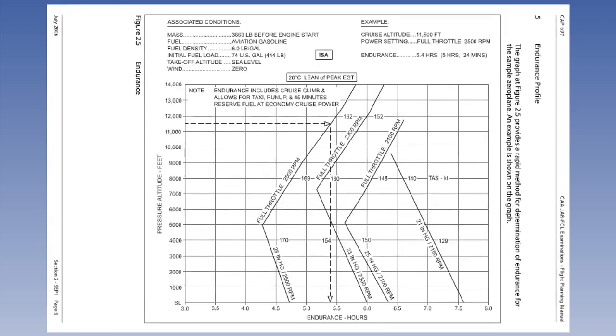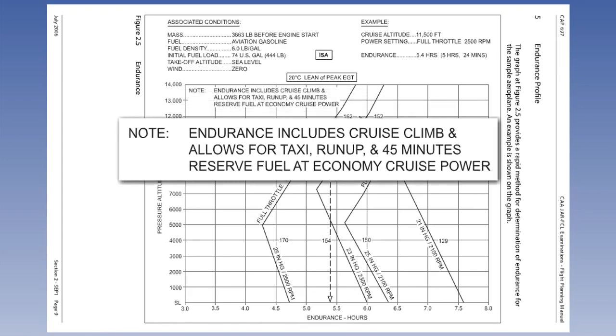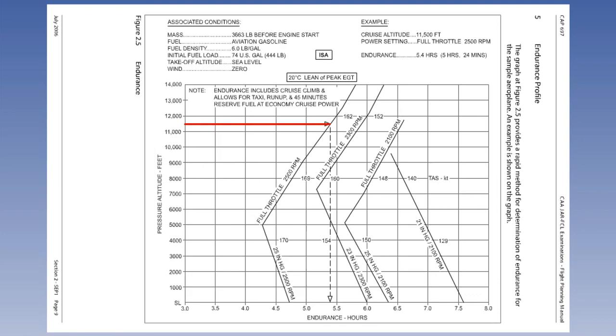The final figure in this section is the endurance profile. The endurance figures allow for taxi, run-up, climb, cruise and 45 minutes reserve fuel at economy power setting. This is known as the safe endurance. The data is entered in the same manner as for the range profile graph. Enter with the cruise altitude, go horizontally to the power setting curve, and then vertically down to read the endurance in hours and decimals of an hour.